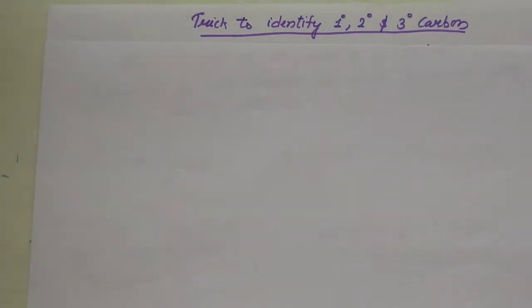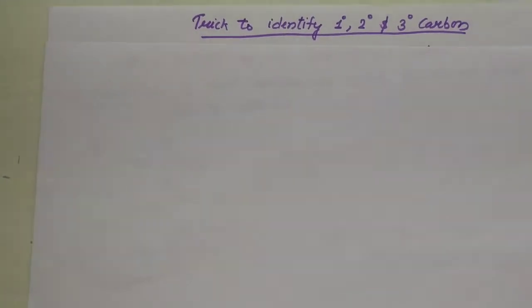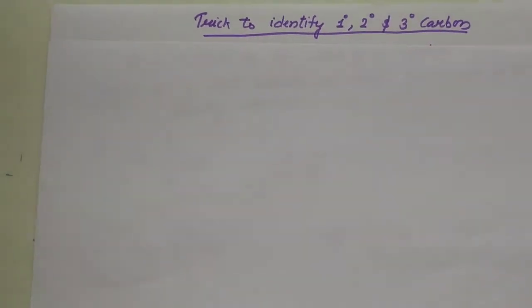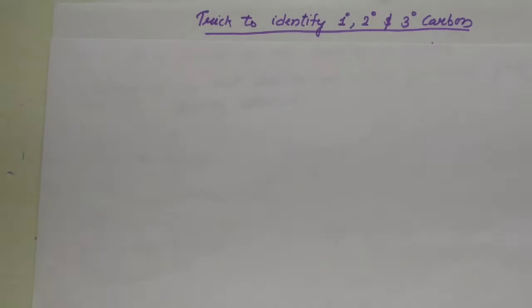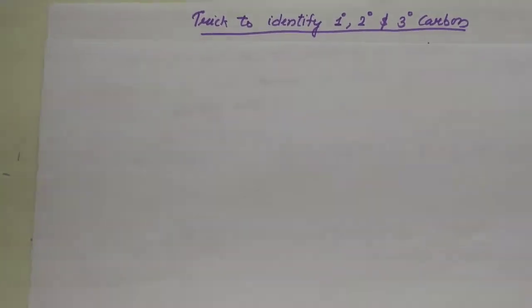Today I am going to brief about a very important topic for beginner science students, which is the trick to identify primary, secondary and tertiary carbon. But how do we identify whether a carbon is 1 degree, 2 degree or 3 degree carbon? So let's start.